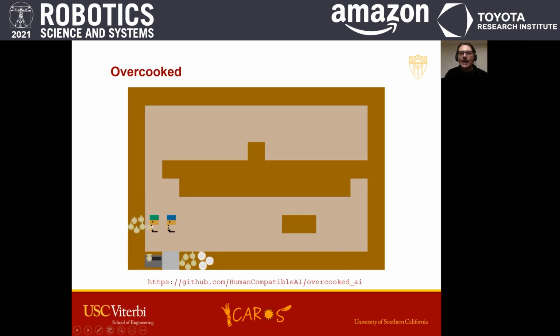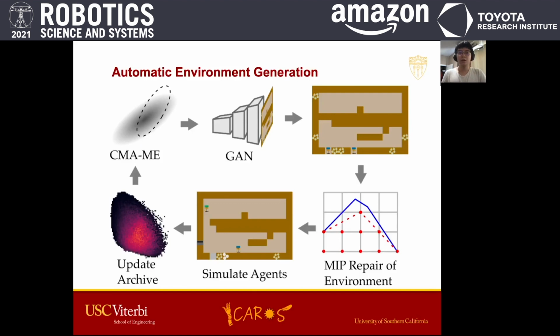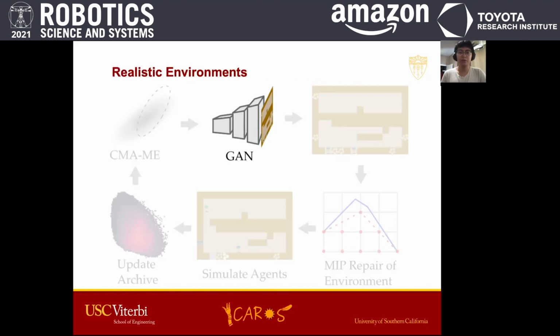And so we use as a test bed for this problem the Overcooked environment that is becoming increasingly popular to test collaboration between agents. Hi everyone, I'm Yulun, and I will present the framework for automatic environment generation. Like Matt said, we wish to generate environments that are realistic and match human-authored environments.